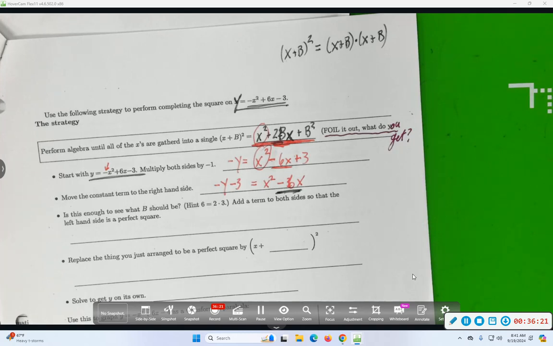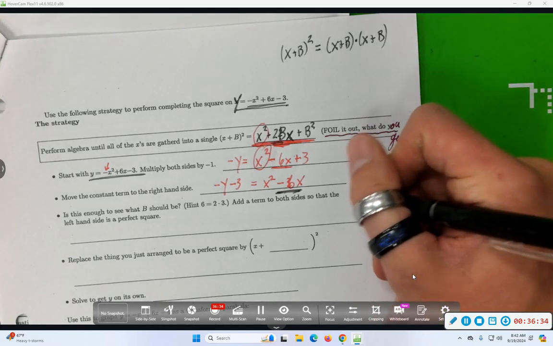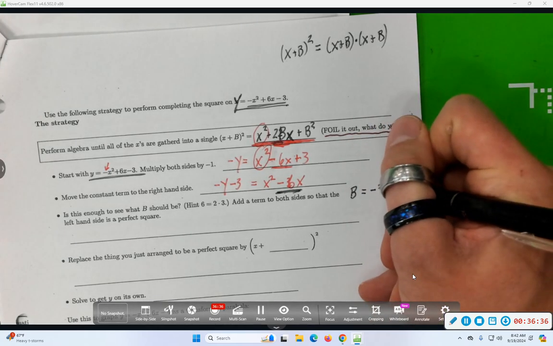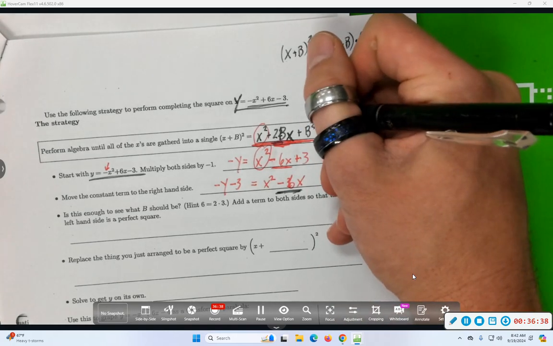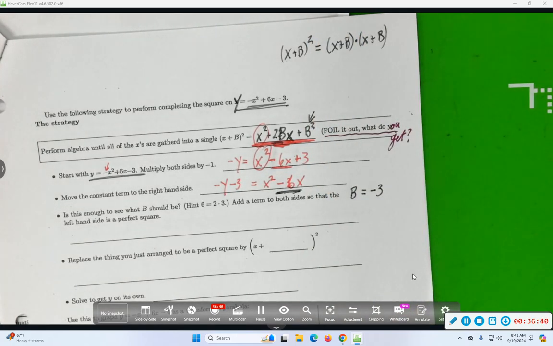I want this negative 6x to be 2bx. What's a good choice of b? Well, negative 3. So it looks like I would like b to be negative 3. But that means I need to see a plus b squared. So I need to see a plus 9. Do I see a plus 9 at the end of that equation? Could I? What would I need to do to get a plus 9 at the end of that expression?